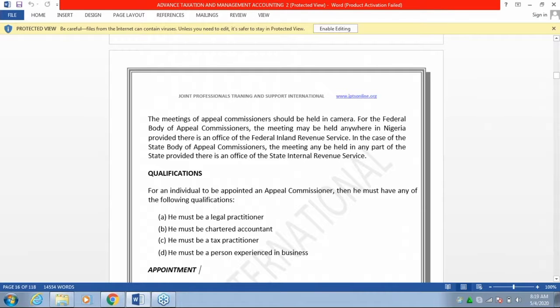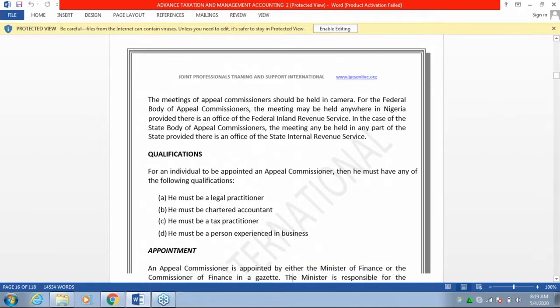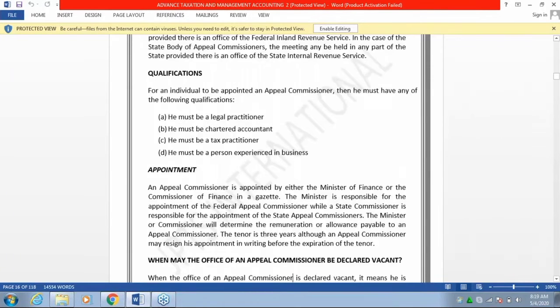Who is licensed, yes, that is another issue. Who is licensed by the board to practice tax, the filing of returns? And at the same time, he must be a person experienced in what? In business.